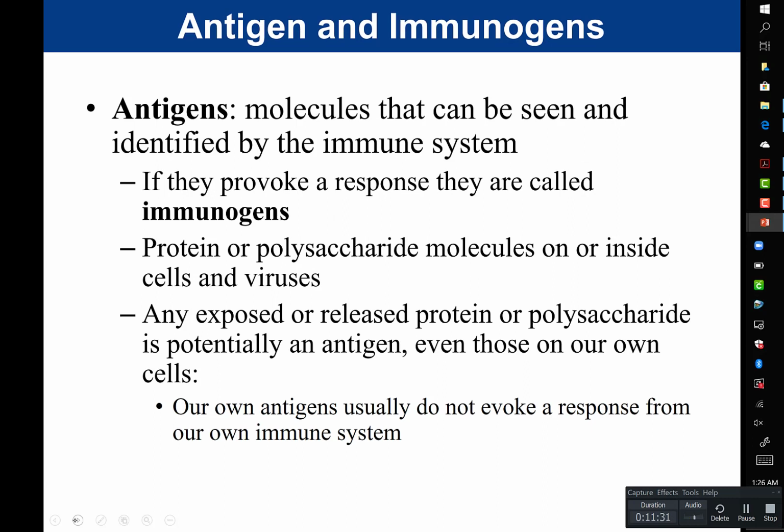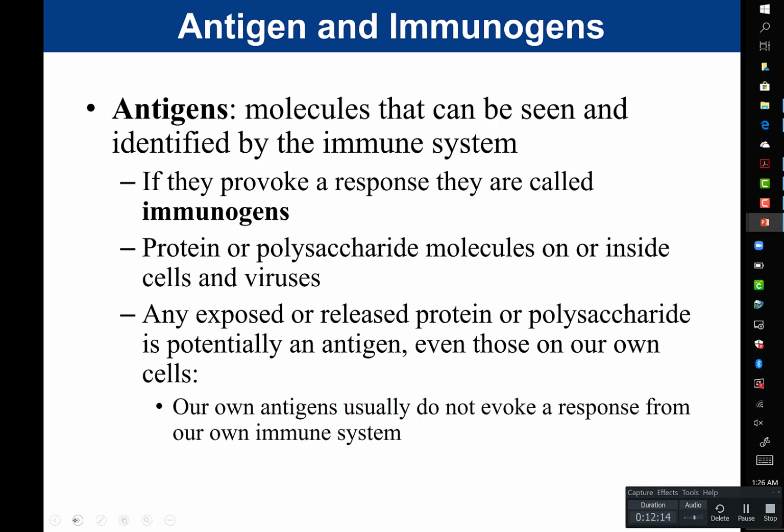So an antigen is a molecule that can be seen and identified by the immune system. So it's something that is recognized by the immune system. If they provoke an immune response, they are referred to as immunogens. And proteins or polysaccharide molecules on or inside the cells and viruses can be potentially immunogens. Any exposed or released protein or polysaccharide is potentially an antigen, even those on our own cells. However, our own antigens usually do not evoke a response from our own immune system.